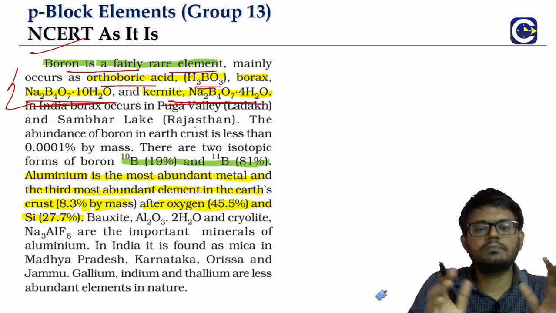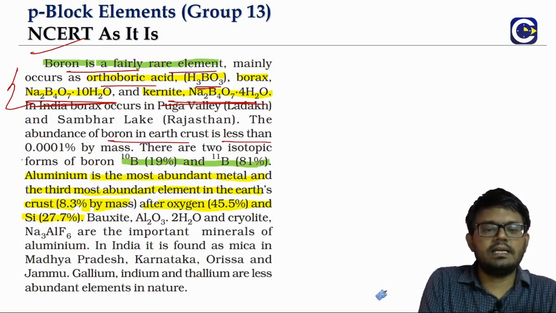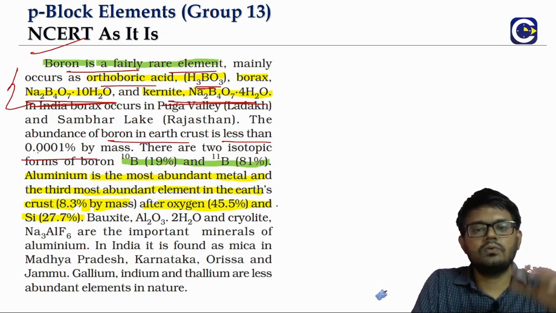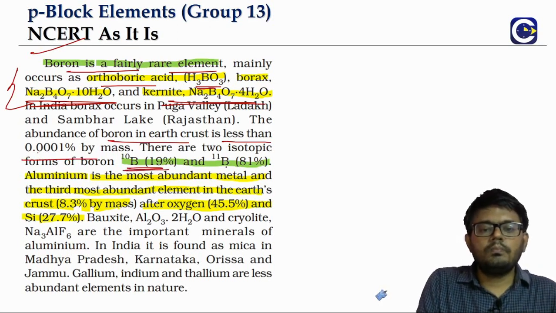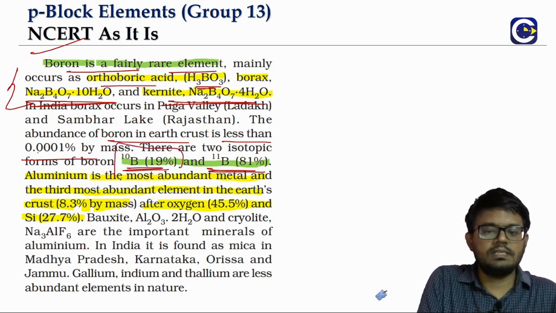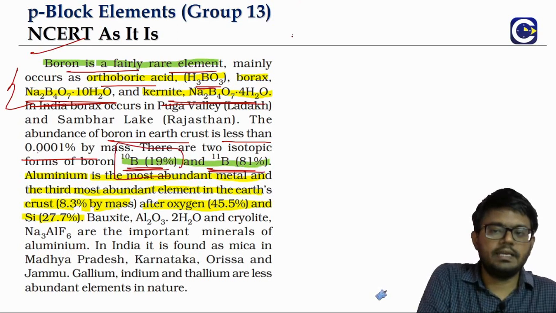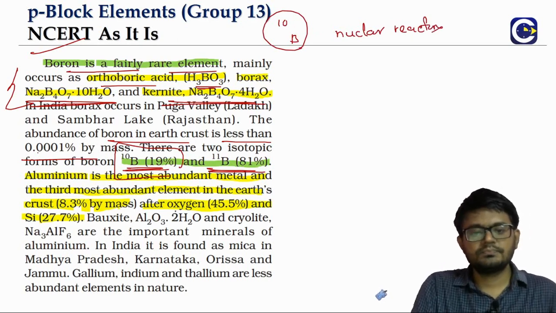In terms of percentage, the abundance of boron in the Earth's crust is less than 0.0001 percent by mass. You can understand, it's a very rare element in that sense. The two isotopes of boron are boron 10 and boron 11. After some time we will see the importance of particularly boron 10. It will be used in nuclear reactors, and we will see the reason for that also.